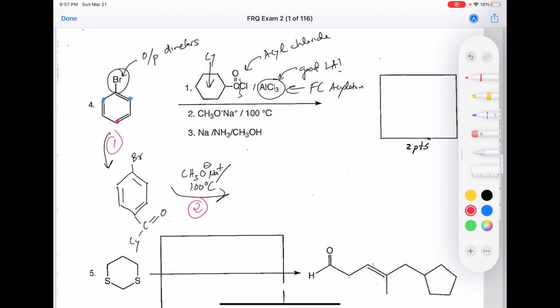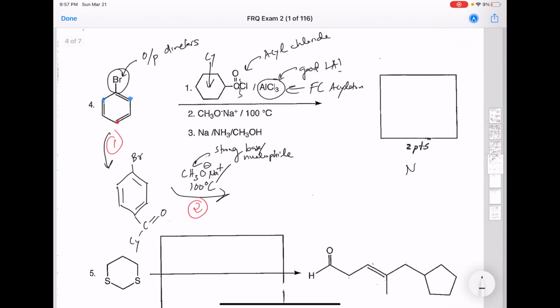It turns out that the methoxy anion is a very good base because methanol is not such a great conjugate acid, right? The strength of a base is inversely proportional to the strength of its conjugate acid. So it's a strong base and nucleophile. Because it is a strong nucleophile, we want to see if it can undergo an NAS, or nucleophilic aromatic substitution reaction. So let's talk about that for a second.